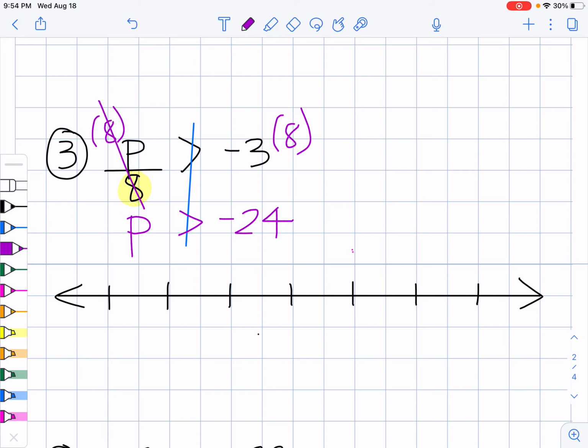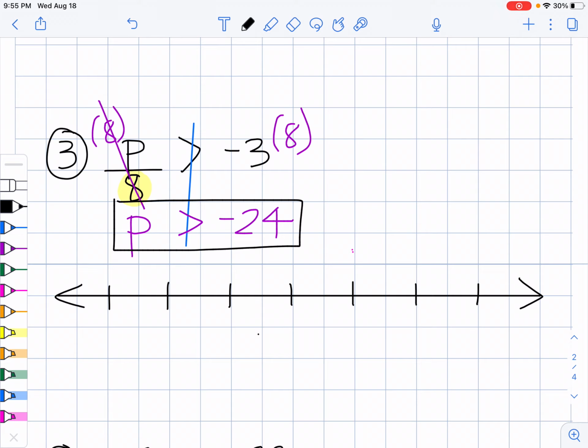Do I need to flip my inequality here? No. Because I did not multiply or divide by a negative number, it doesn't matter that this number, negative 3, is negative. It only matters what I multiply or divide by. Because I multiplied both sides by a positive 8, my inequality stays the same. So here is my answer, and I don't want to forget to graph it.